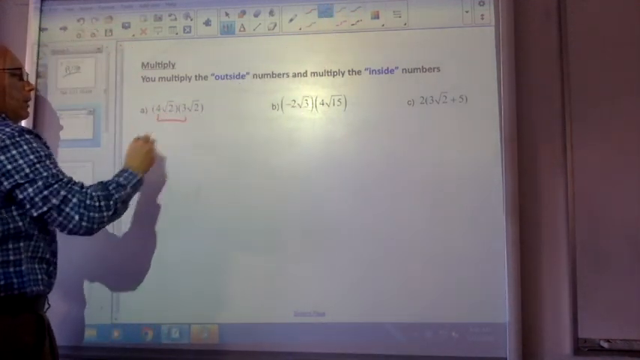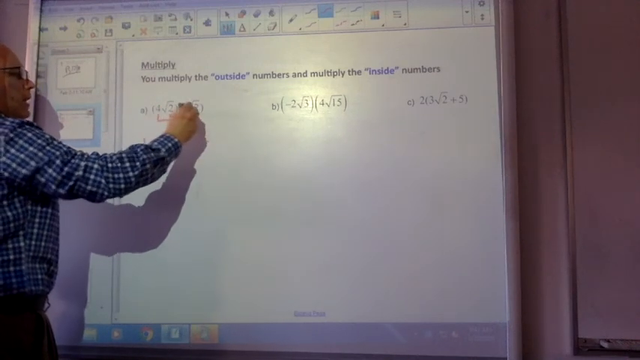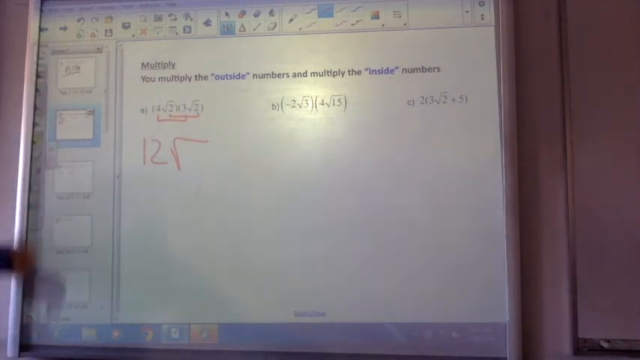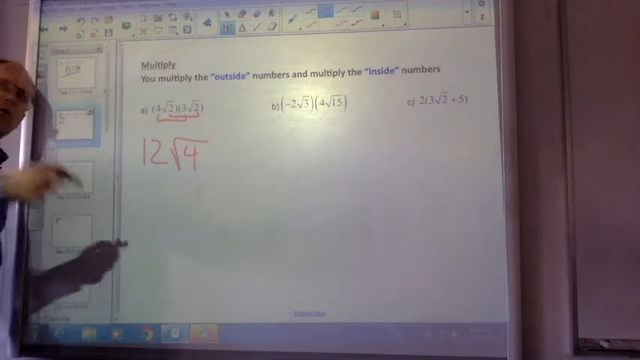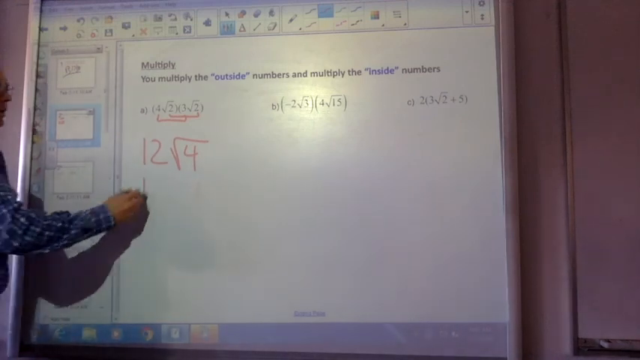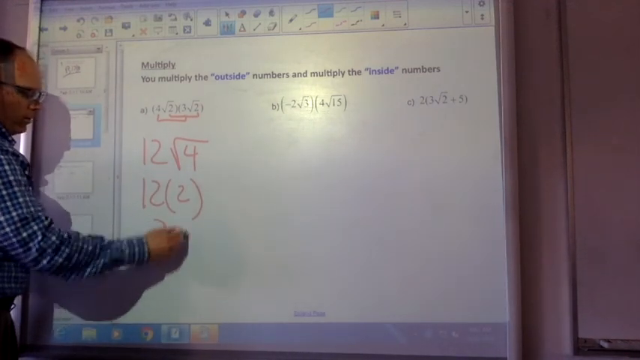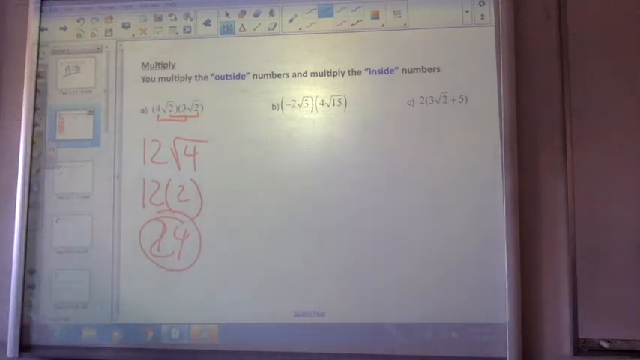So I get 4 times 3, which is 12. And then I have square root, and I multiply inside. What's 2 times 2? 4. Is the square root of 4 a perfect square? So what's the square root of 4? 2. So I get 24. Where did the radicals go? Because they made it a perfect square, you take the square root and they go away.